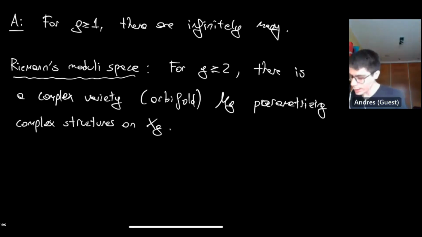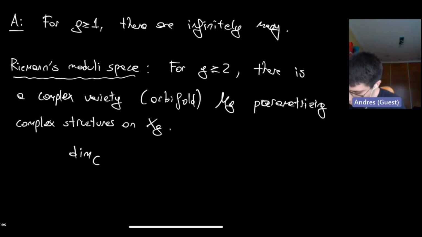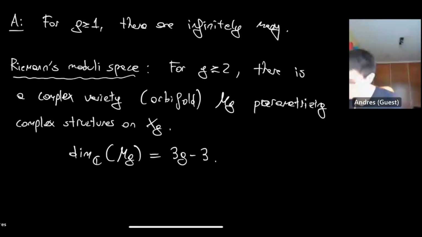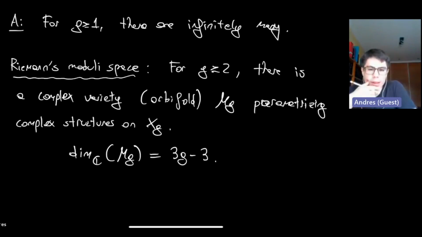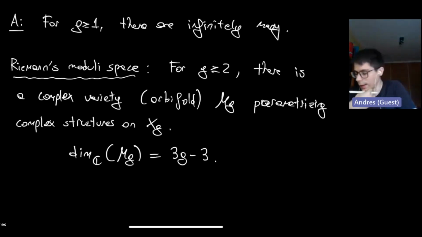And we can see that as the genus grows, there are in some sense more complex structures, because one can compute the complex dimension of this complex variety, or complex manifold or orbifold, if you prefer. It's not a manifold, but the singularities are quite mild, and this dimension is 3g minus 3. So we see that the larger the genus gets, the more complex structures we have.